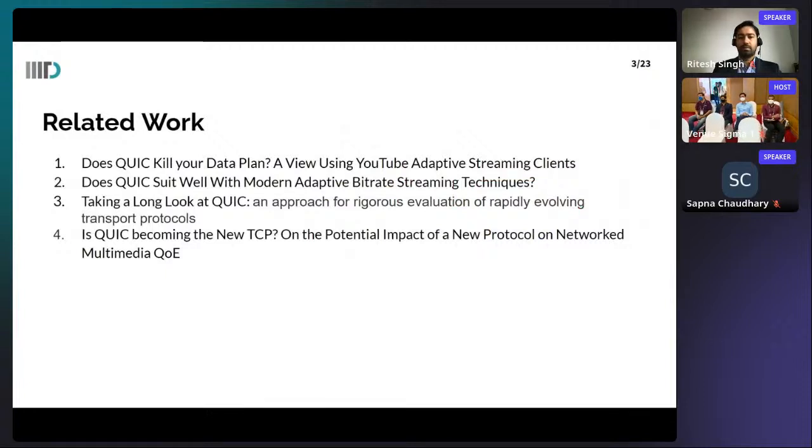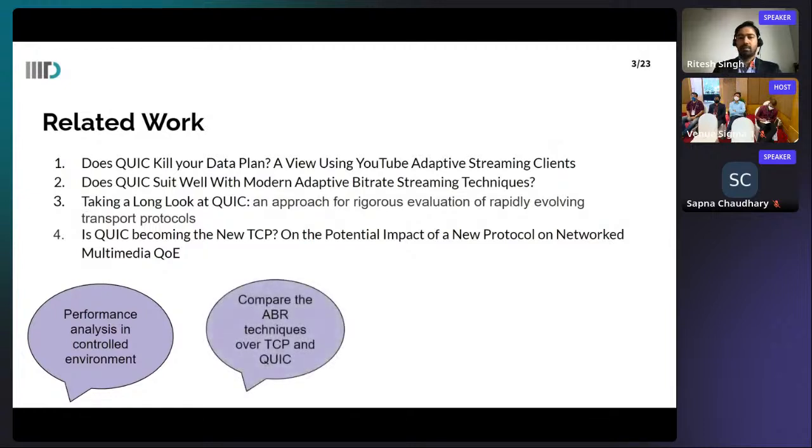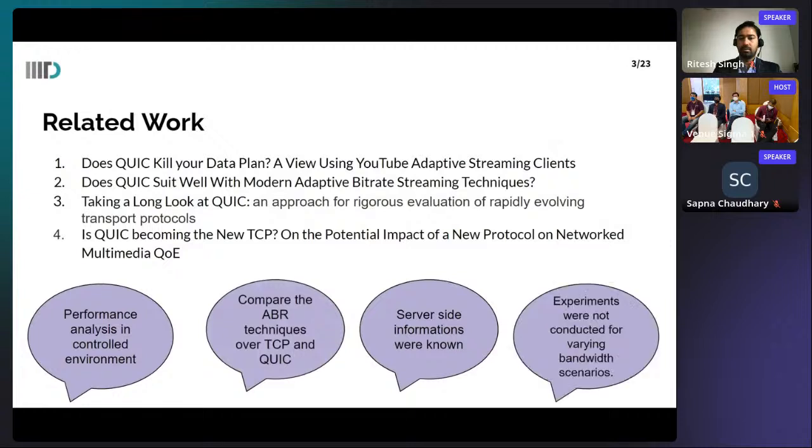From the related work, there are certain takeaways which are as follows. In the above four papers, we saw that the performance analysis was done in a controlled environment and not in the real environment. Also, in one of the papers, the comparison was done between the ABR techniques, that is adaptive bitrate techniques, over TCP and QUIC. Also, the server-side information was known beforehand. And the last one is that the experiments were not conducted for varying bandwidth scenarios.